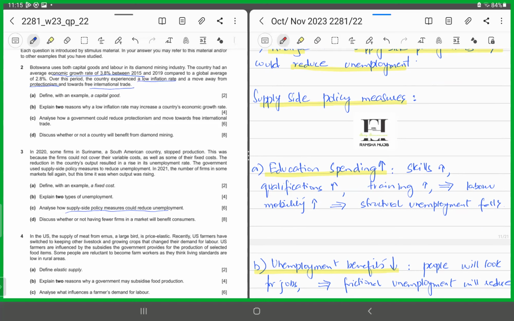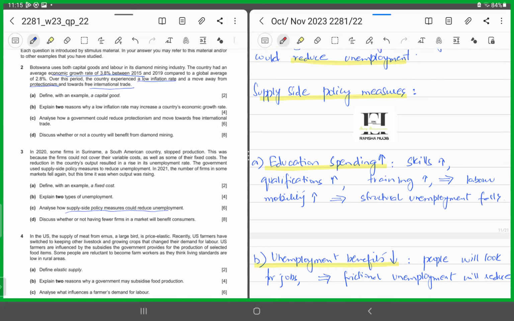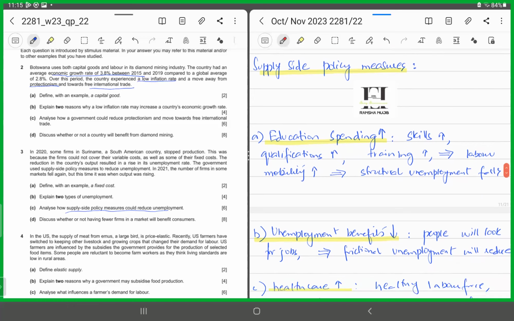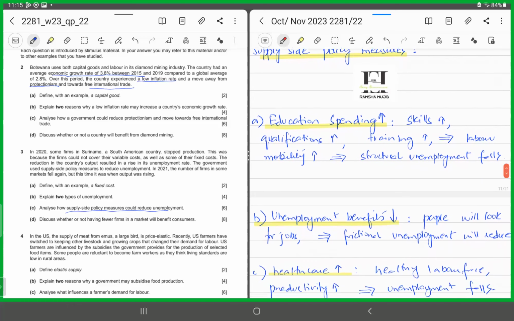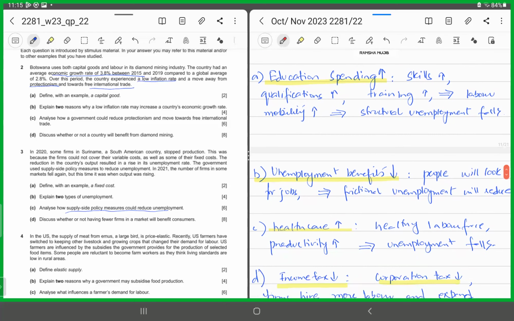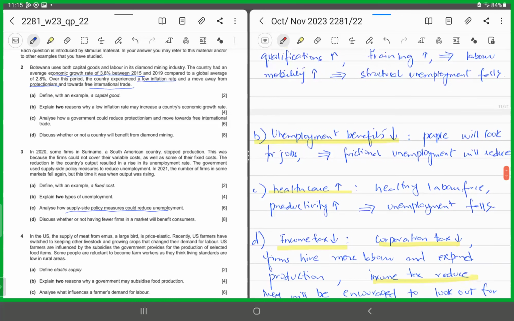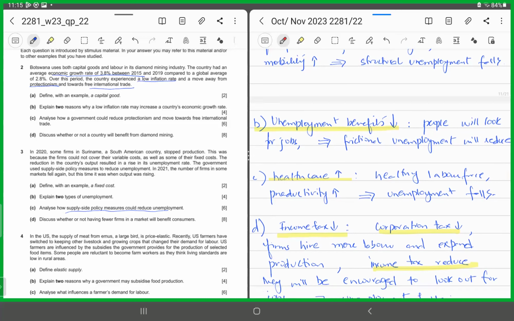All right. So there are a lot of supply side policy tools at the country's disposal. It could be spending on education. When the country spends on education, the level of skills and the level of qualification rise. As a result, the mobility of labor increases, causing structural unemployment to fall. Or you could say decreasing the amount of unemployment benefits would encourage the people to look for jobs, and as a result, frictional unemployment will reduce. Or you could say spending more on healthcare would mean there would be a healthy labor force, the productivity of labor would increase, and as a result, unemployment will fall.